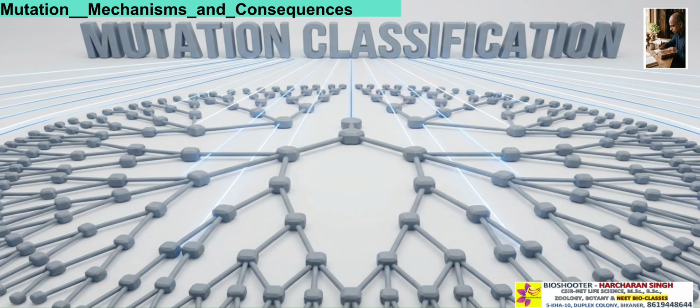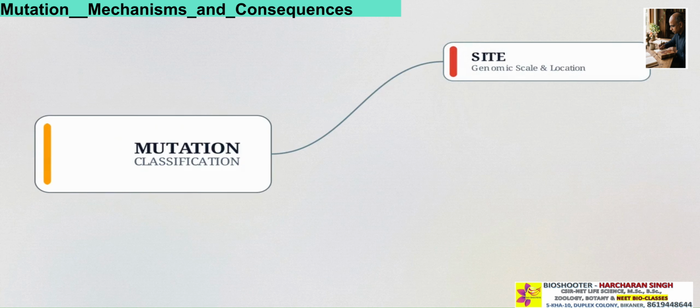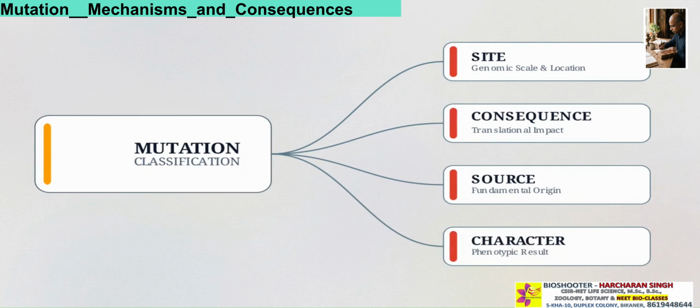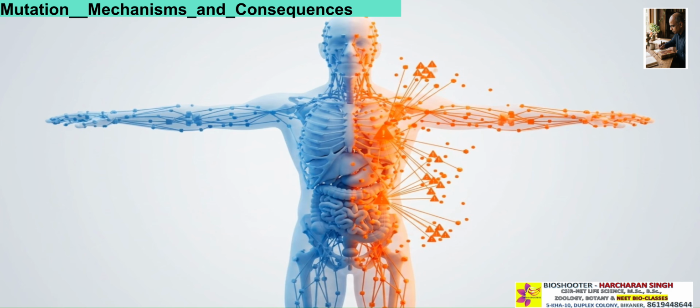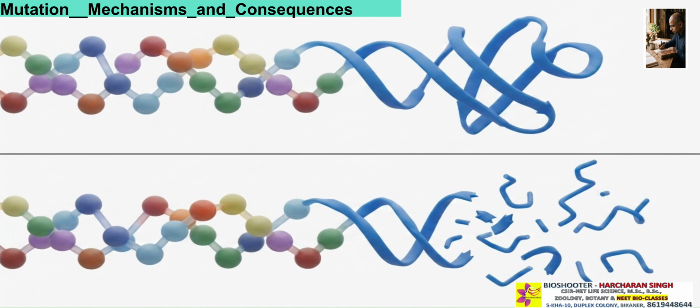To understand how these microscopic changes dictate physiological outcomes, we must classify them through a systematic taxonomy. This framework organizes mutations across 4 primary branches: the genomic side of the change, its translational consequence, its fundamental source, and the resulting phenotypic character. We will use these branches to track how a change at the scale of a single molecule can determine the difference between metabolic stability and systemic disease. Identifying where an error sits in this hierarchy is the first step towards explaining why one sequence alteration remains silent while another causes the entire protein to fail.